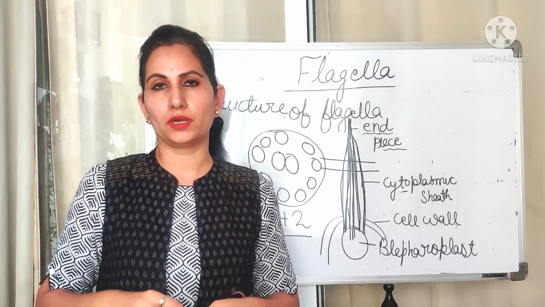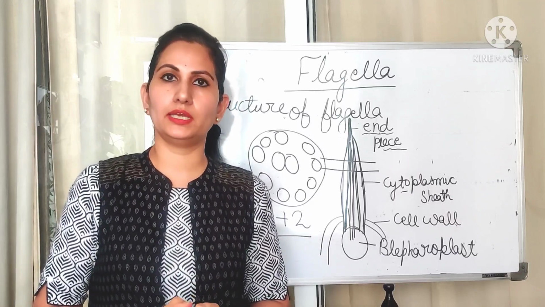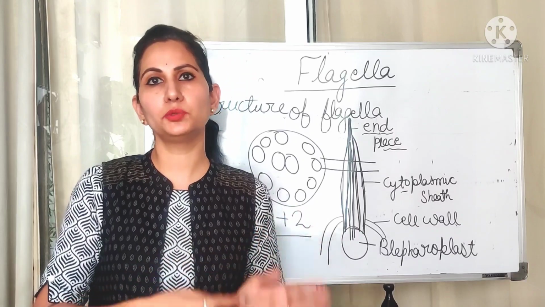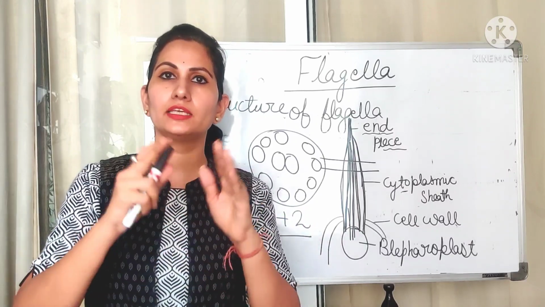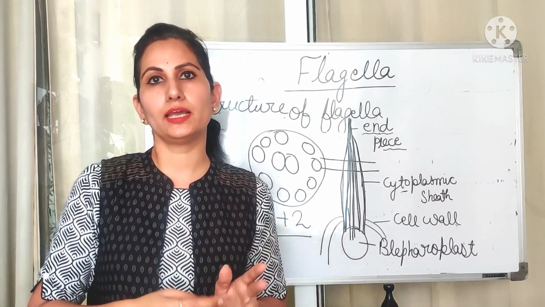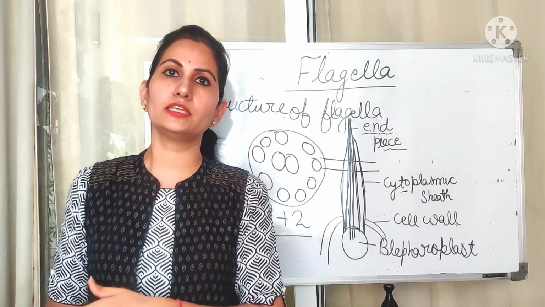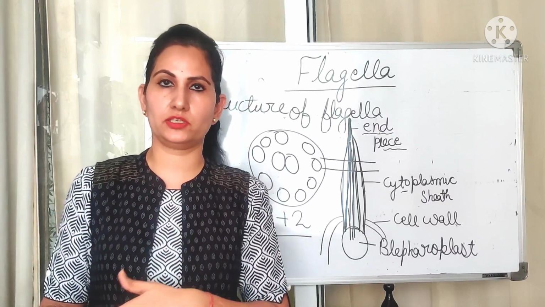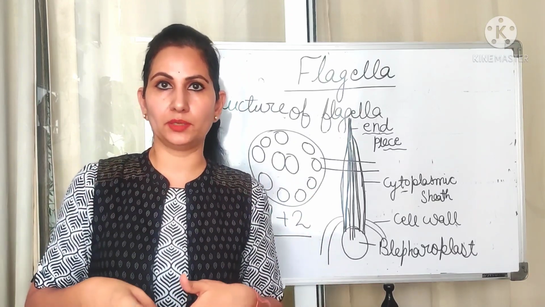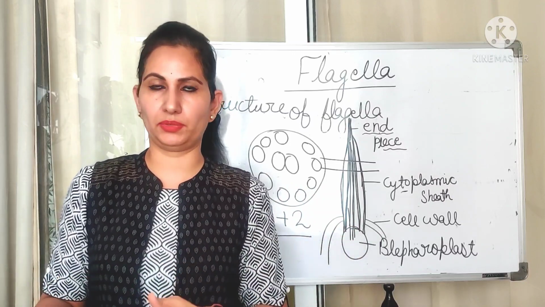Flagella are very important if we talk in terms of algae. Flagella help the algae to move from one place to another place, specifically in the unicellular algae and the algae which are found in a coenobial structure. Unicellular algae like Chlamydomonas and algae which are found in coenobial structure like Volvox, they all have flagella around them. With the help of their flagella, they can move from one place to another place.